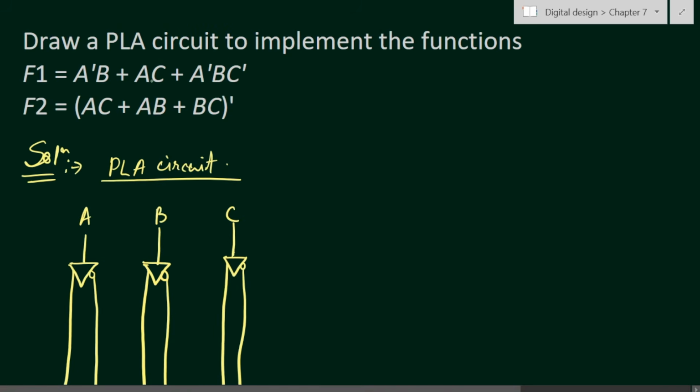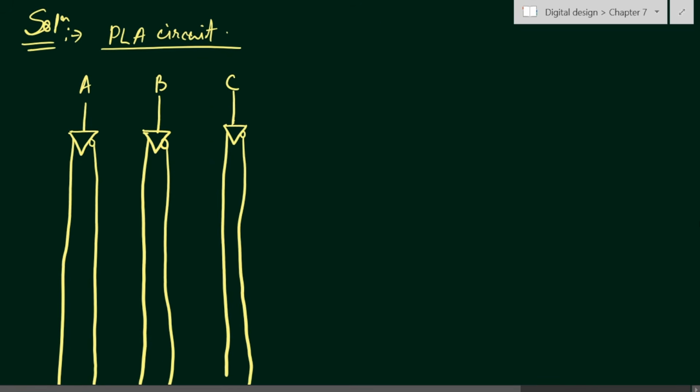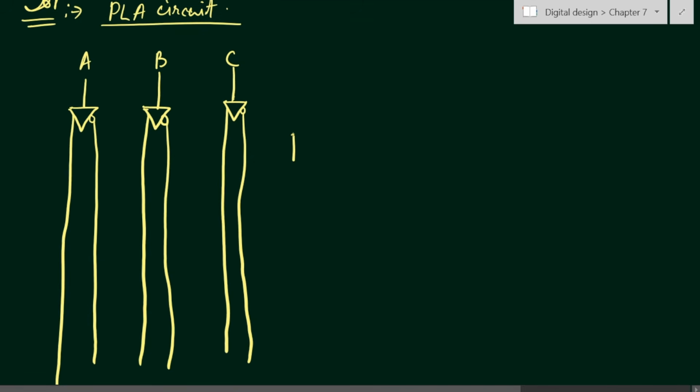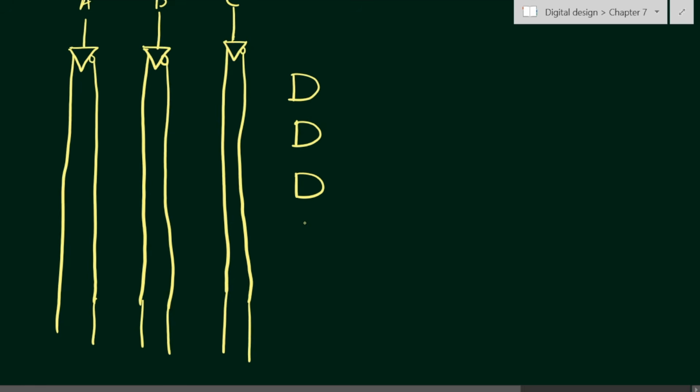Now we have to use 3 AND gates for the terms of F1 and 3 other AND gates for AC, AB and BC, because there is no common term among them. So we have to use a total of 6 AND gates. Suppose this is one AND gate, this is the second AND gate, this is the third AND gate. Similarly for the other 3 terms we will have 3 AND gates.